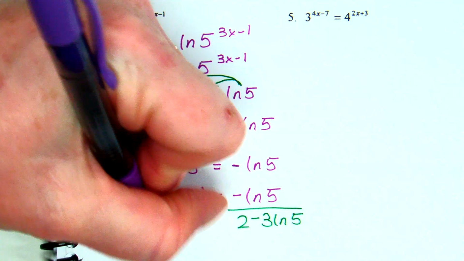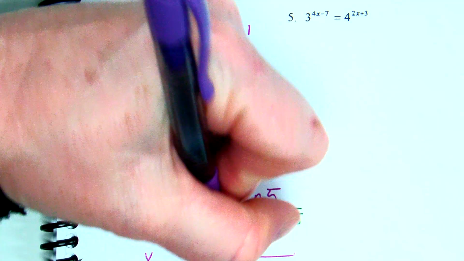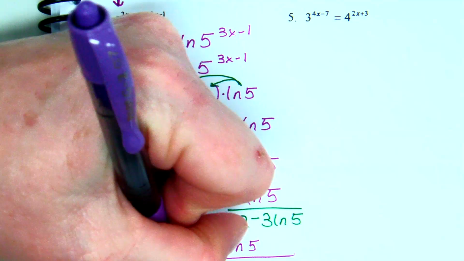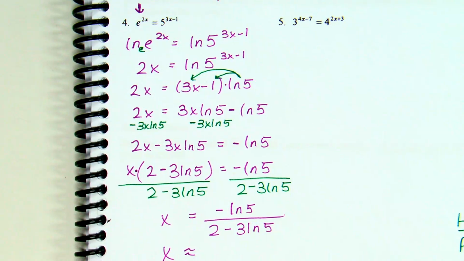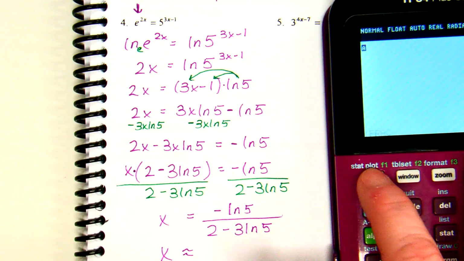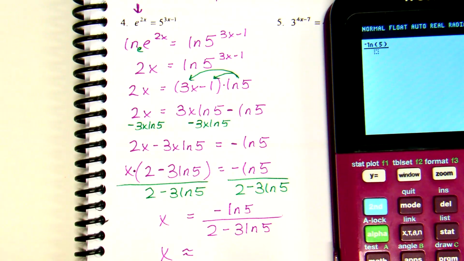So, x is going to be equal to whatever I get when I punch in my calculator and get negative natural log of 5 divided by 2 minus 3 natural log of 5. I will say, be careful with your calculators. If you do a fraction bar, that would be best. If you don't do a fraction bar, make sure you put parentheses around your whole denominator. Otherwise, it will not work. So, best is to put a fraction bar, negative ln 5 divided by 2 minus 3 ln 5. And we get an answer?